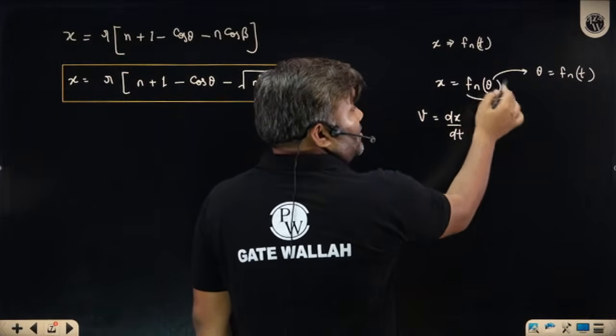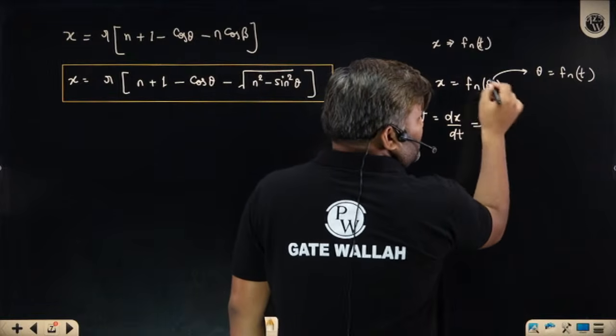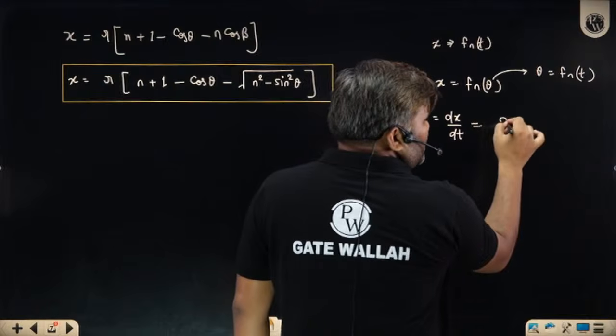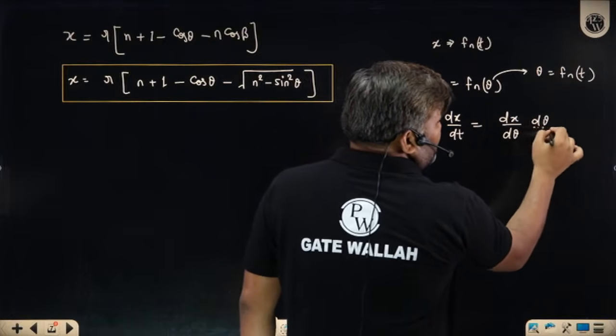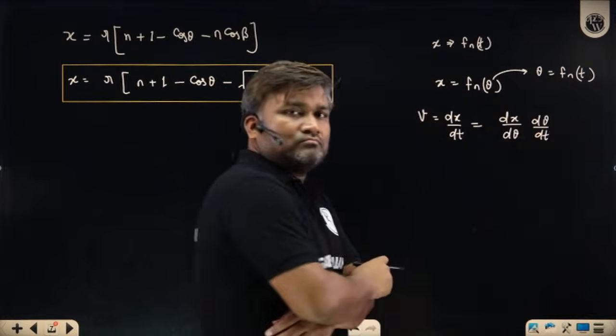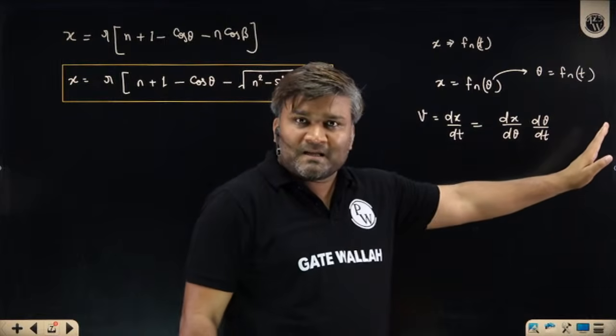But sir, this is not a direct function of time t. So you can also write it like this: whatever function you have in terms of theta, you can differentiate x with respect to theta and multiply by d theta by dt. Now you have got some velocity. Velocity is a function of theta.